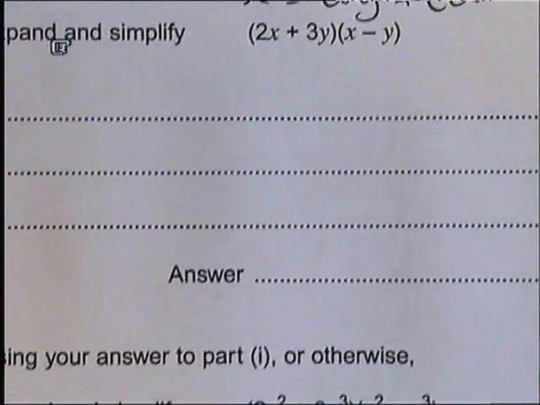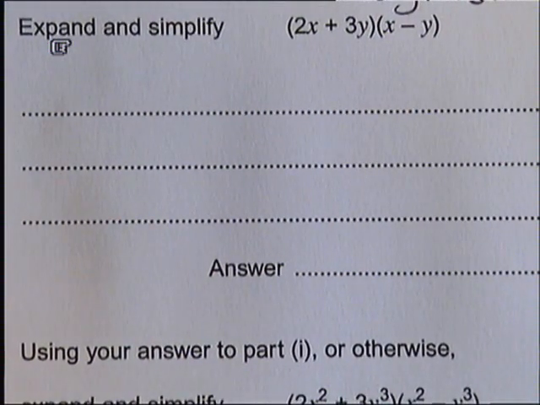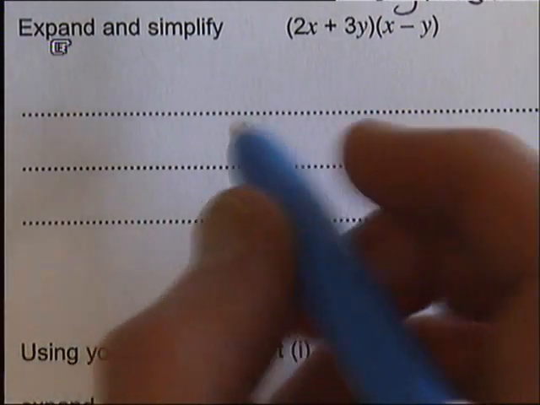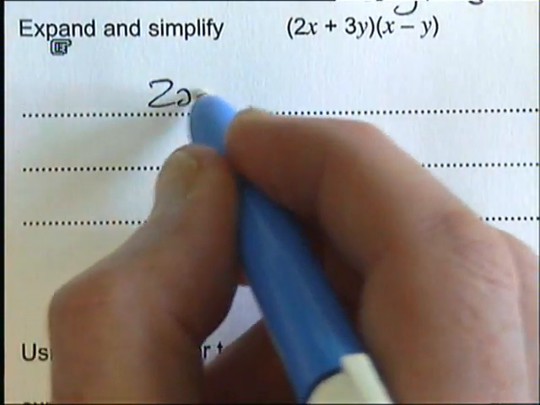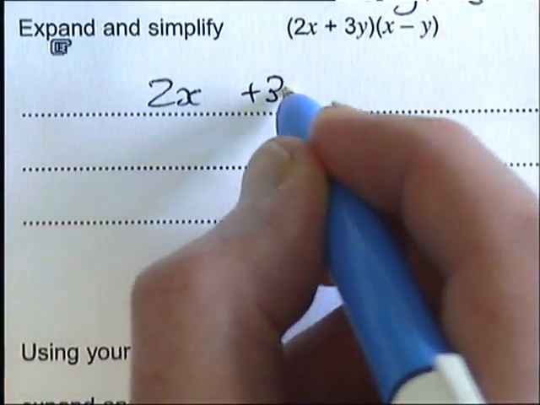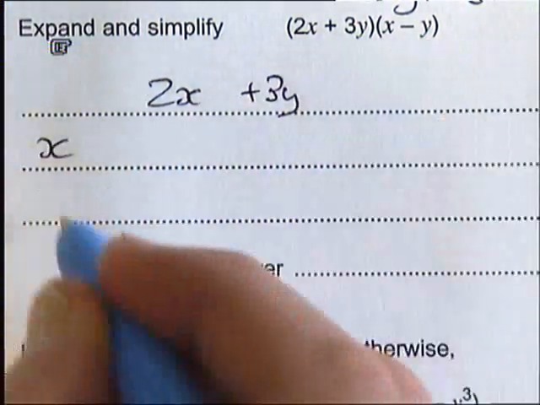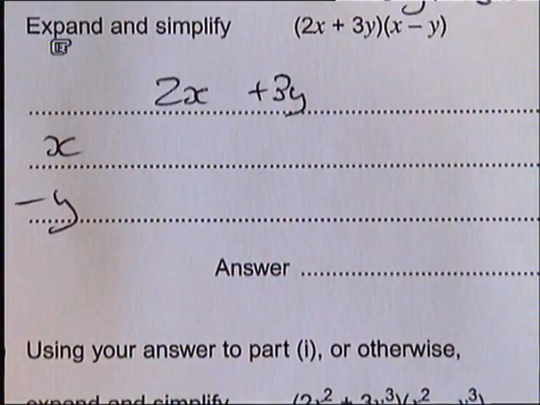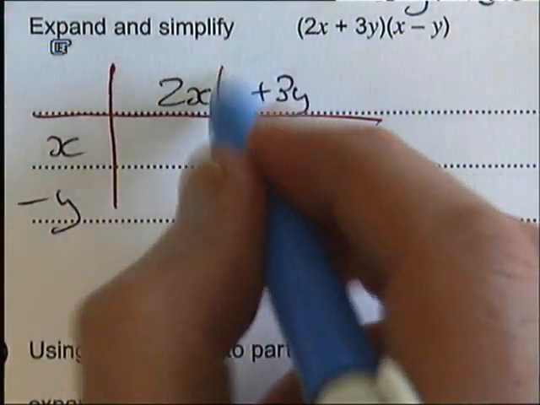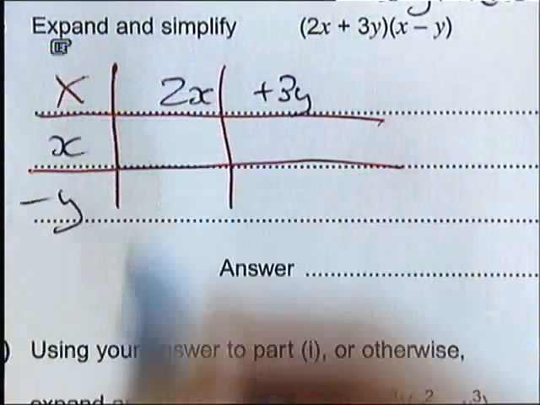The next question is an expand and simplify question. The easiest way to do this is the grid method. So you've got 2x and a positive 3y in one bracket, and in the other bracket you've got an x and a negative y. So make up a 2 by 2 timesing grid, and then fill in all the gaps.